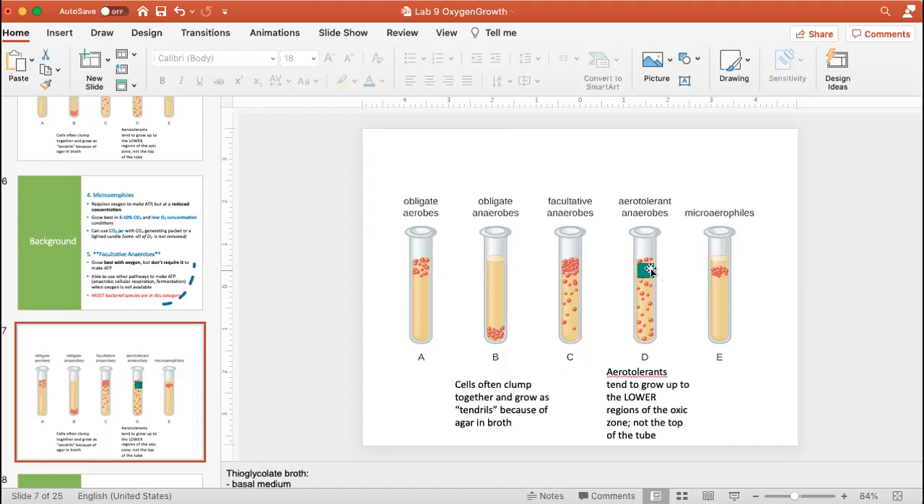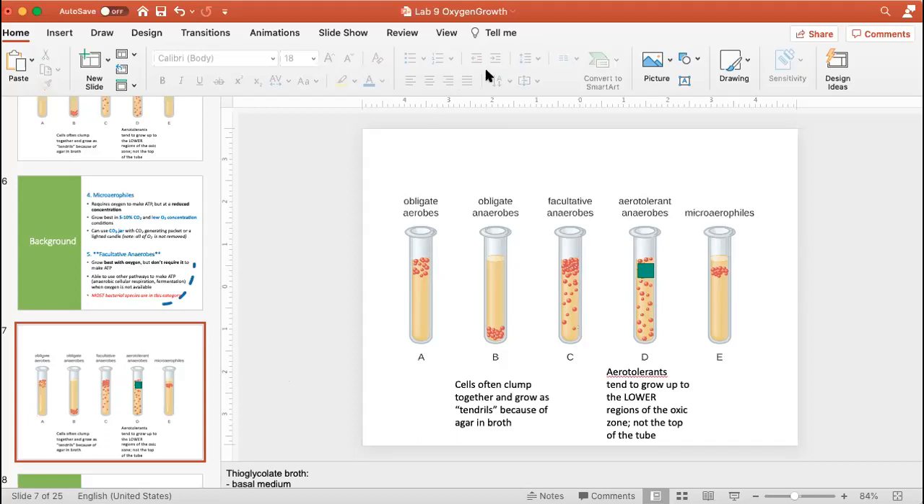Now, if I were to fix the drawing of the aerotolerant, what I would do is take the microaerophile and move it over here, because aerotolerant organisms prefer to grow right here in the lower half of the oxic zone, just like the microaerophiles do. But aerotolerant organisms can also grow through the rest of the tube, just like the facultatives can.